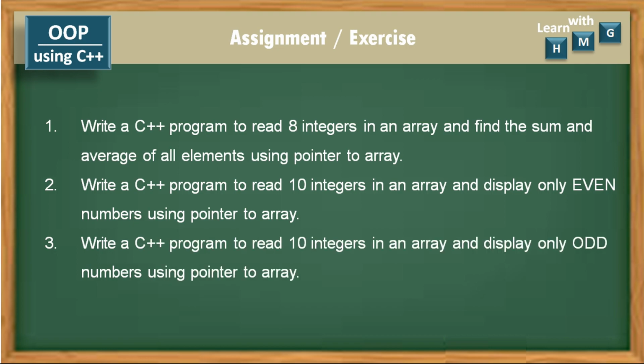So you have to display only odd numbers, and for that the condition will be if *(ptr + i) mod 2 not equal to 0, then only you will display the element using cout. So these are the 3 programs you have to write as an exercise. If you are able to write these programs correctly, then your learning is confirmed.